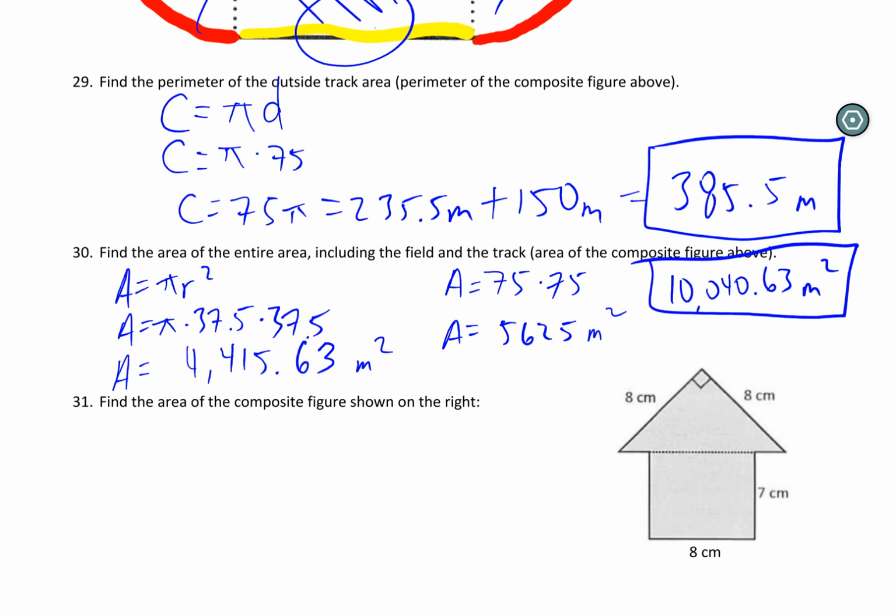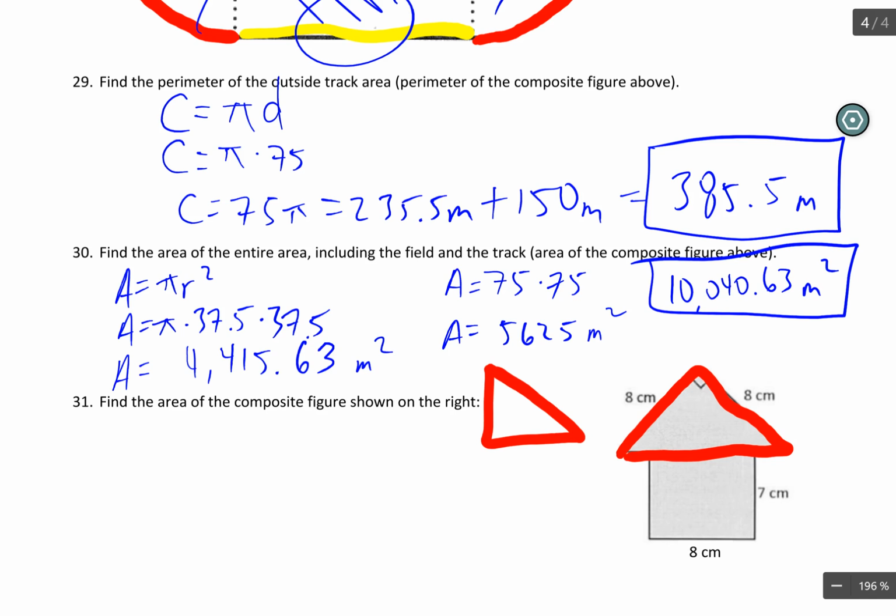So last question, and then we are done. 30 minutes total, looks like. Find the area of the composite figure shown on the right. So I have here a triangle, and I have a base of 8 and a height of 8, because if I rotate my triangle around, it would look like that, and I would have 8 as my height, 8 as my base. The area of a triangle is 1/2 base times height. So base times height, 8 times 8 is 64. Half of 64 is 32. So that's going to give me 32 centimeters squared.